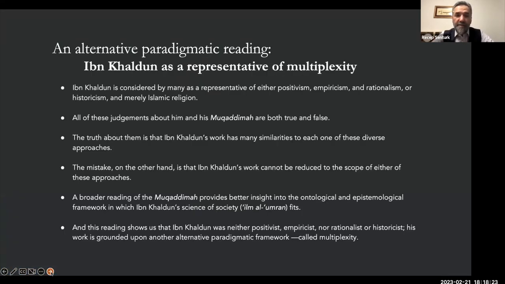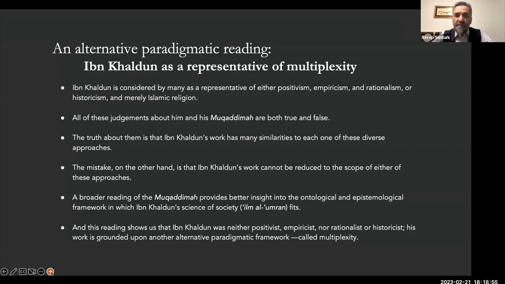The fact that Ibn Khaldun has a multiplex ontology is very important, because ontology determines epistemology, epistemology determines methodology, and these three, ontology, epistemology, and methodology, are the building blocks of a paradigm on which social sciences or social theories are grounded.